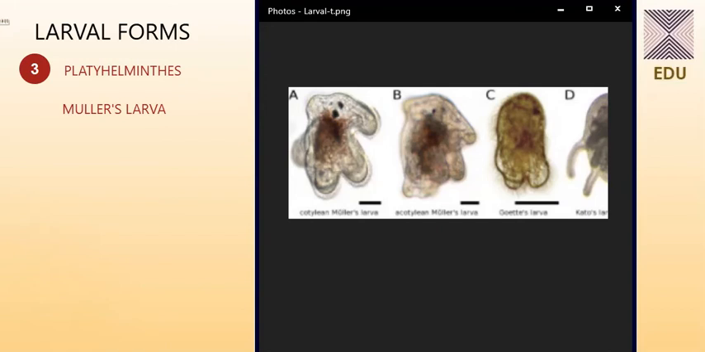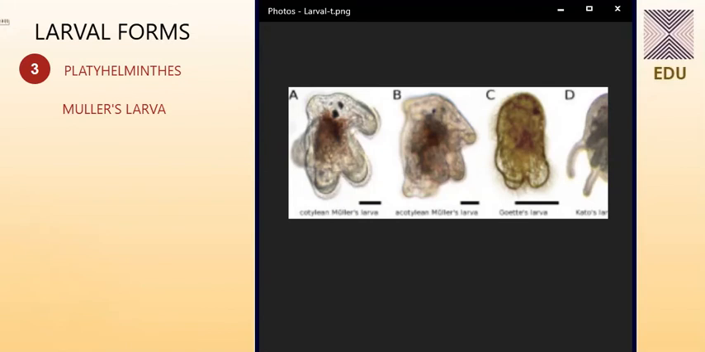Now students, after the Muller's larva, here you can see in the diagram, the A diagram is a Muller's larva of the cotylian subgroup, and the B diagram is the acotylian Muller's larva. So that means this particular Muller's larva can be present in both the orders, the Cotylia and the Acotylia group.